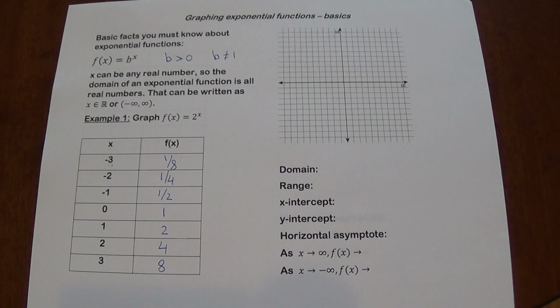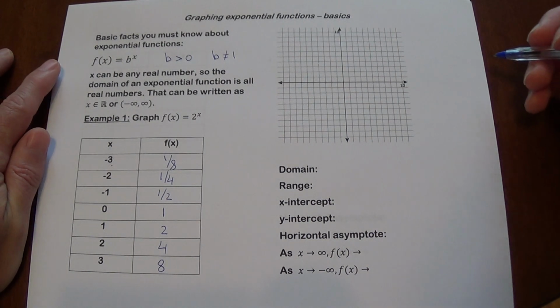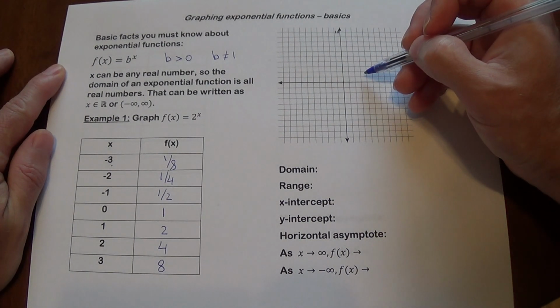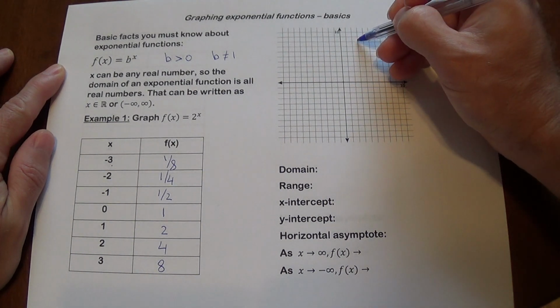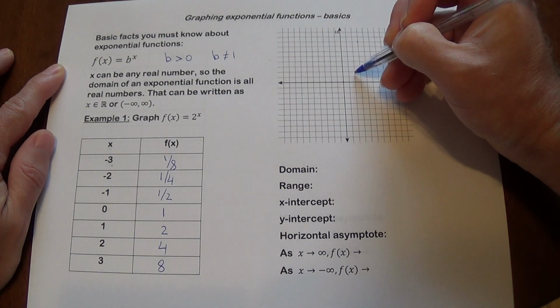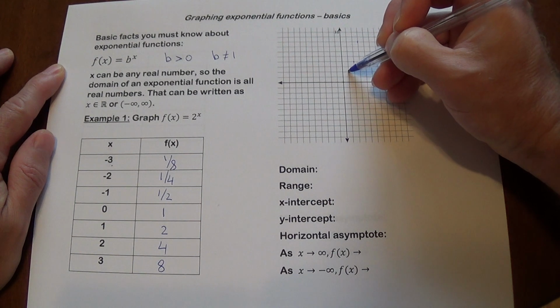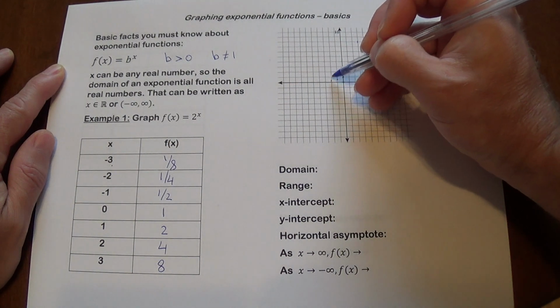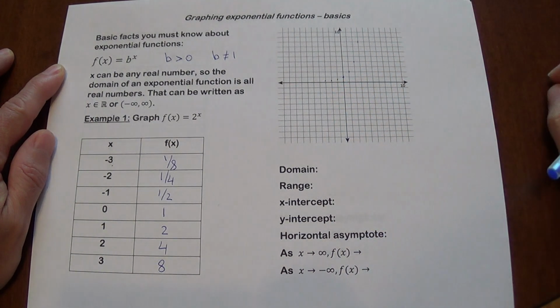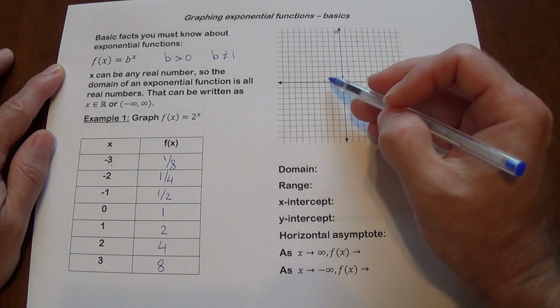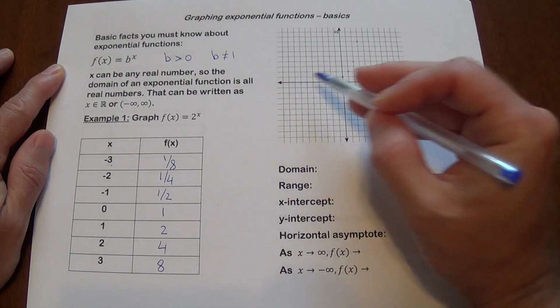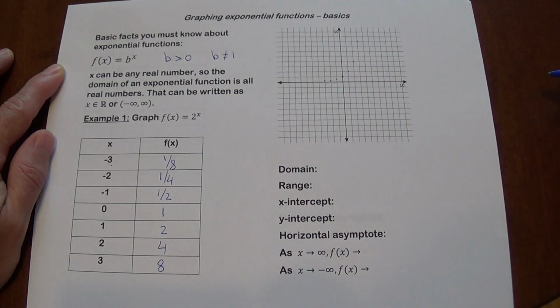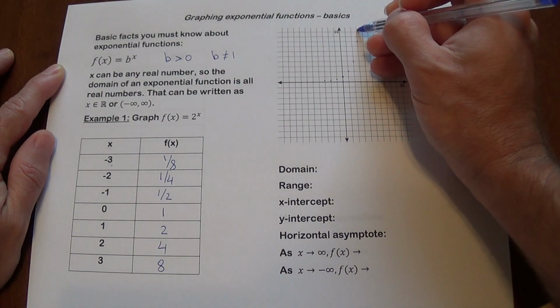This is what we got so far. So let's plot these points. Positive 3 will have 8. Positive 2 will have 4. And then 1, 2, 0, 1. Then we get half, a quarter, and an eighth. So you're going to see these points start to approach the x-axis. We are going to connect them.